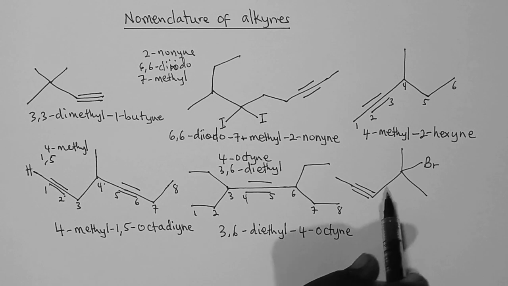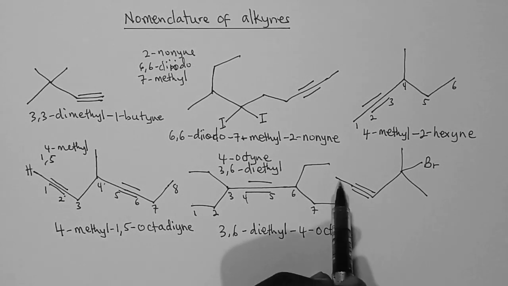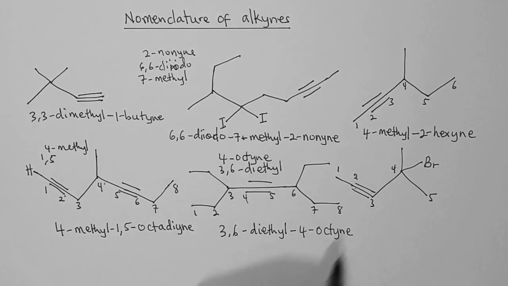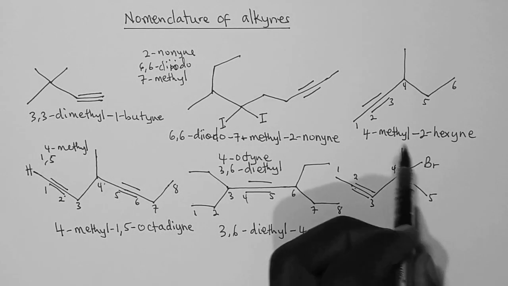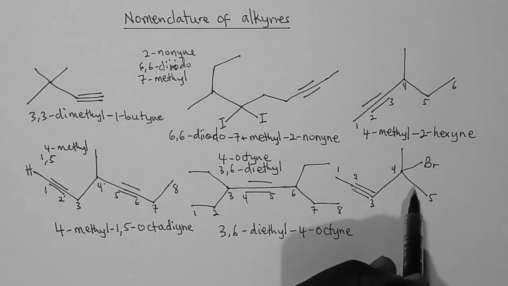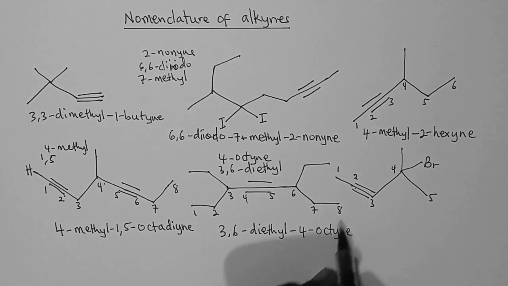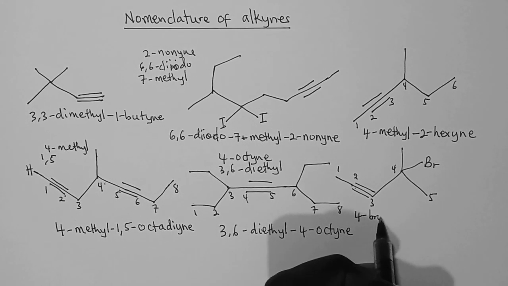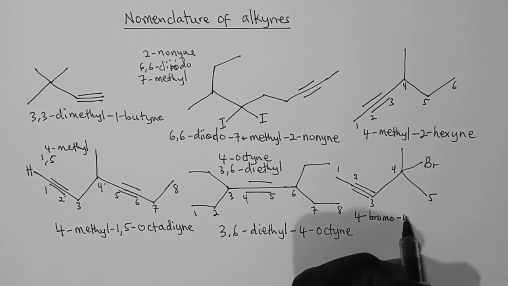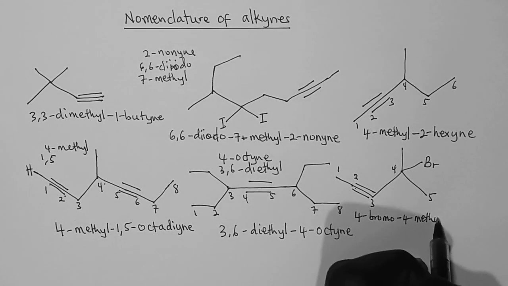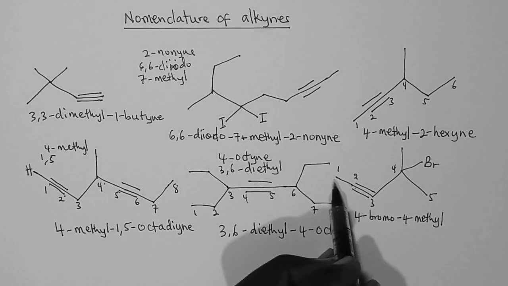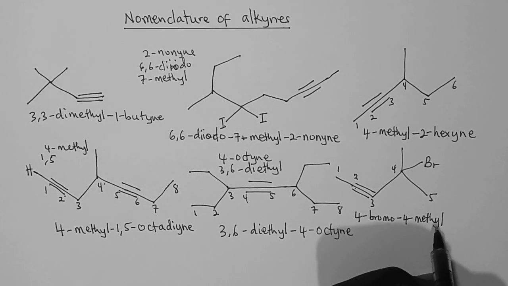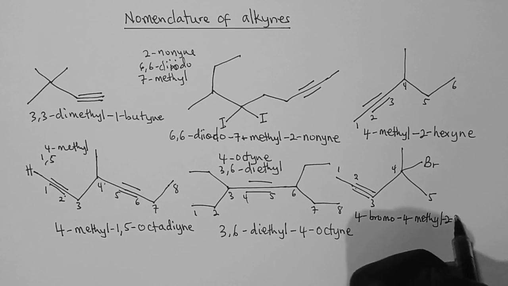Now let's come to this one too. So this is carbon number 1, carbon number 2, number 3, number 4, and number 5. And then there is a bromo group and then a methyl group as substituent on carbon number 4. But B comes before M, and therefore this is going to be 4-bromo, then 4-methyl. Then we have 5 carbons. So since there are 5 carbons, but the triple bond is on carbon number 2, so it becomes 2-pentyne.